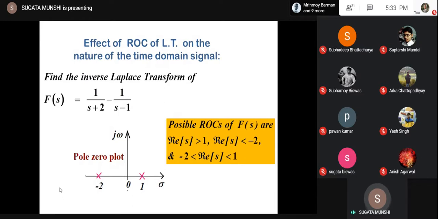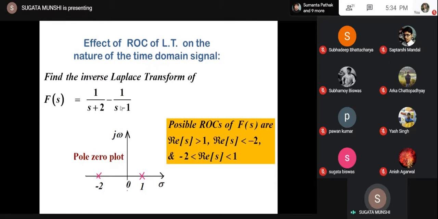And what is the third possibility? We have just come across such a situation, that there is an ROC of finite width extending from sigma equal to minus 2 to sigma equal to 1. It's a vertical strip extending in the direction of the sigma axis from sigma equal to minus 2 to sigma equal to plus 1, and in the vertical direction towards plus infinity and towards minus infinity. These are the three possibilities.